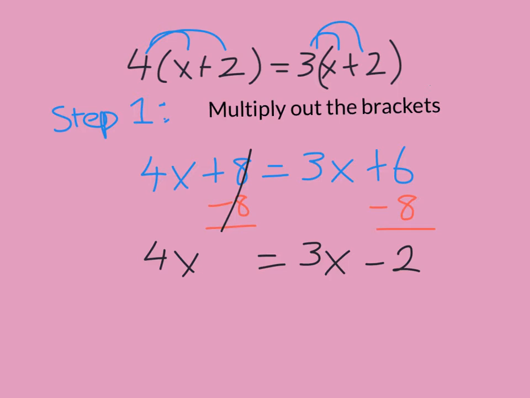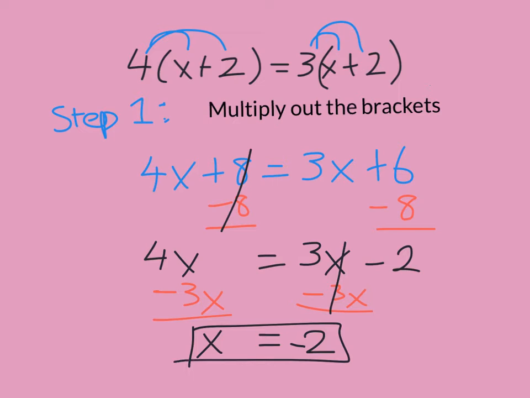Okay, then the last thing I need to do here is I need to get rid of this 3x on this side. So I'm going to subtract 3x from both sides. And when I do that, I get 4x minus 3x gives me x, or 1x. 3x minus 3x is gone. And then I'm left with minus 2 as my answer.